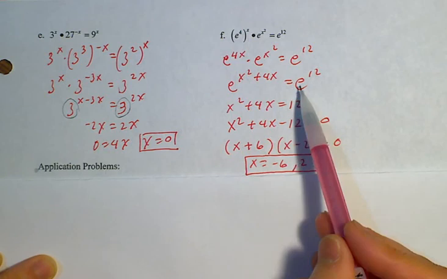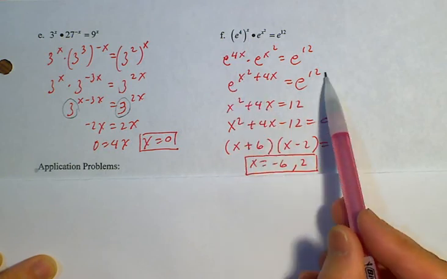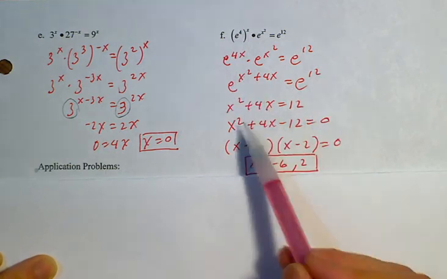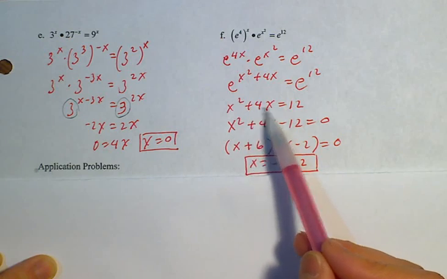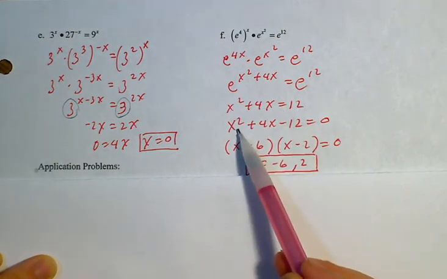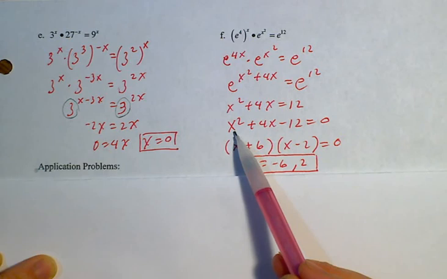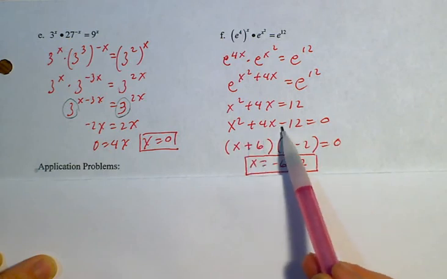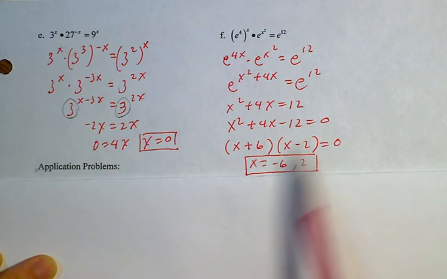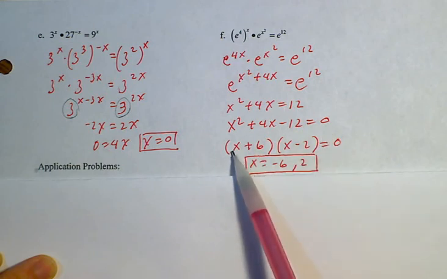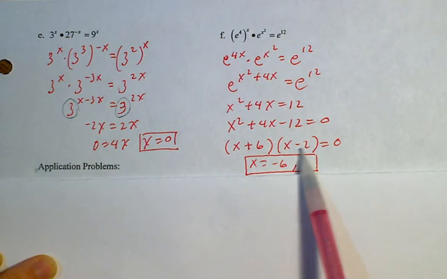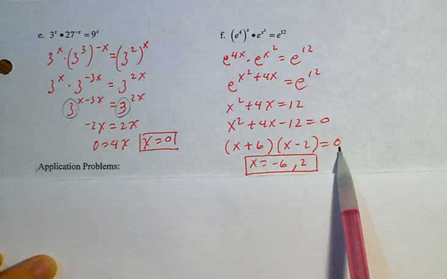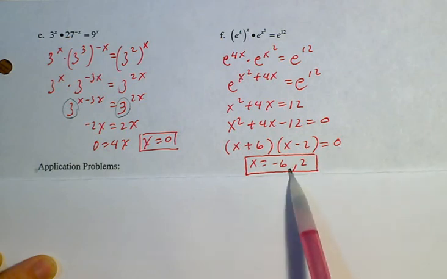And now I'll take away the e's and then just set the exponents equal to each other. So that's x squared plus 4x is equal to 12. And then I set that equal to 0. So x squared plus 4x minus 12 is equal to 0. And then I factor it. So the factors are x plus 6 and x minus 2, and that is equal to 0. And so then x is equal to negative 6 and 2.